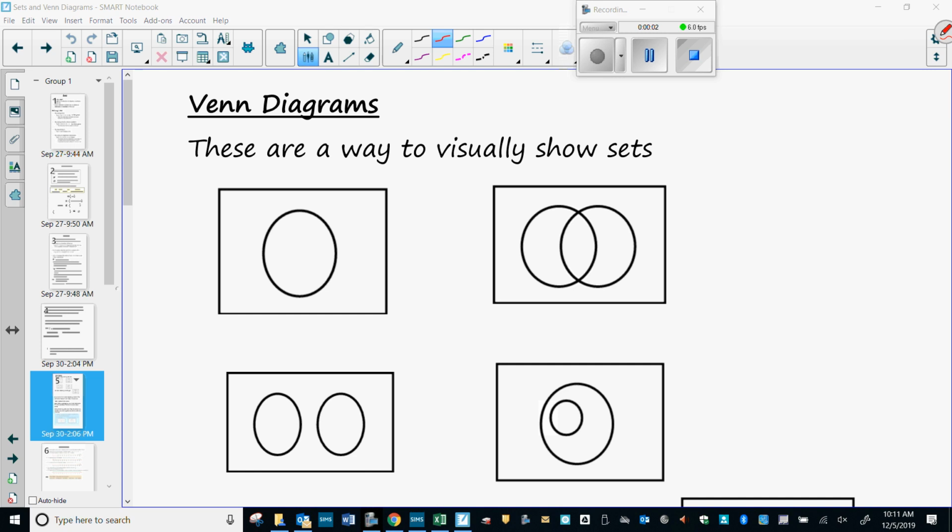Alright, so Venn diagrams. We talked about sets last session. Venn diagrams are a way of representing these sets. Yes, this is halfway through the booklet. So it's a visual way of showing a set.